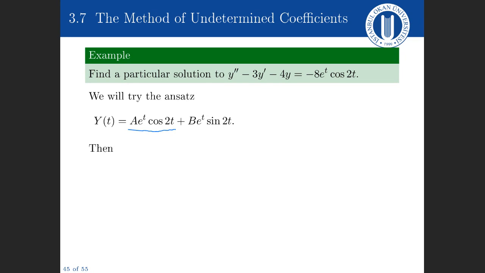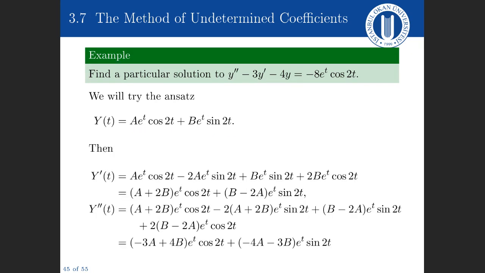But remember, I said sine and cos always go together. Anytime we have cos, we also need to have sine. So we're also going to have a number, e to the power t, sine 2t term. Always our guess should look like g(t), and if we have either sine or cos, we must also have the other one as well.